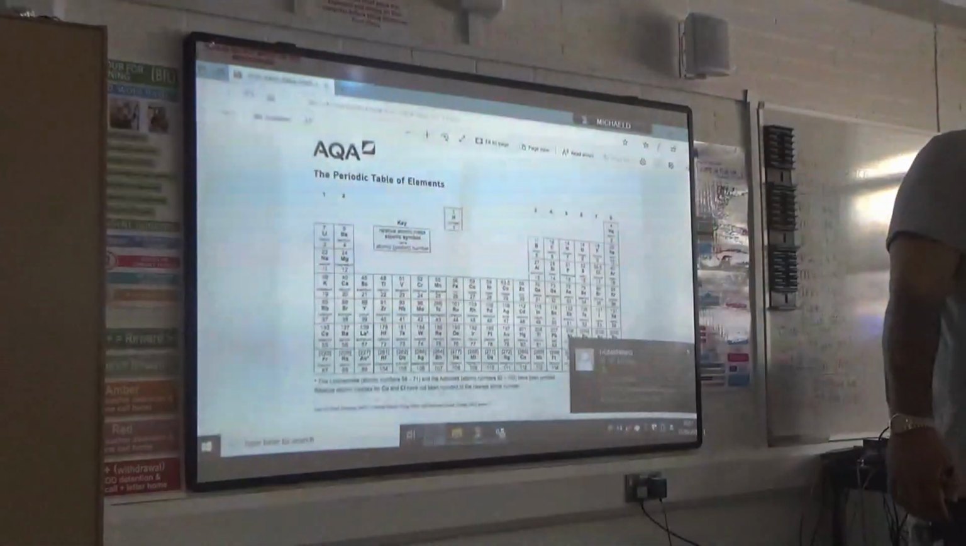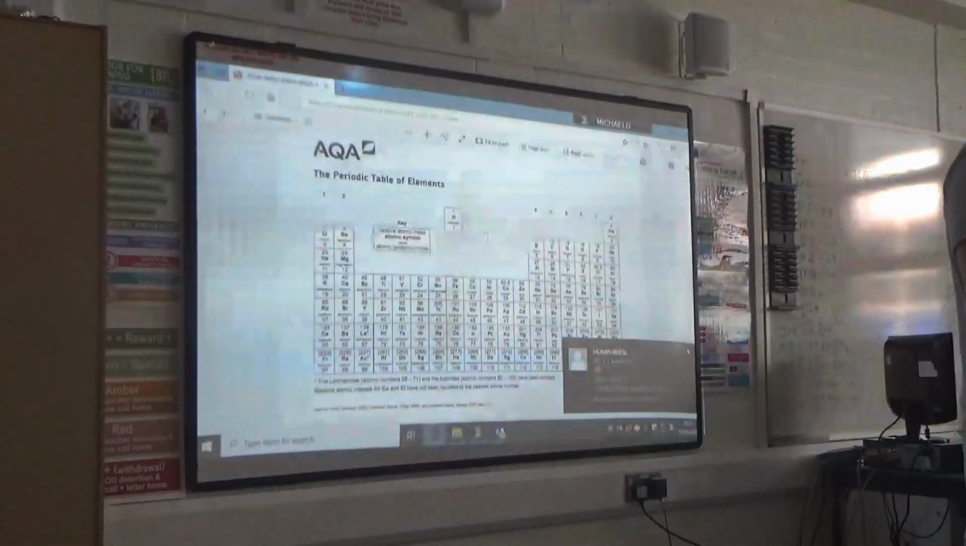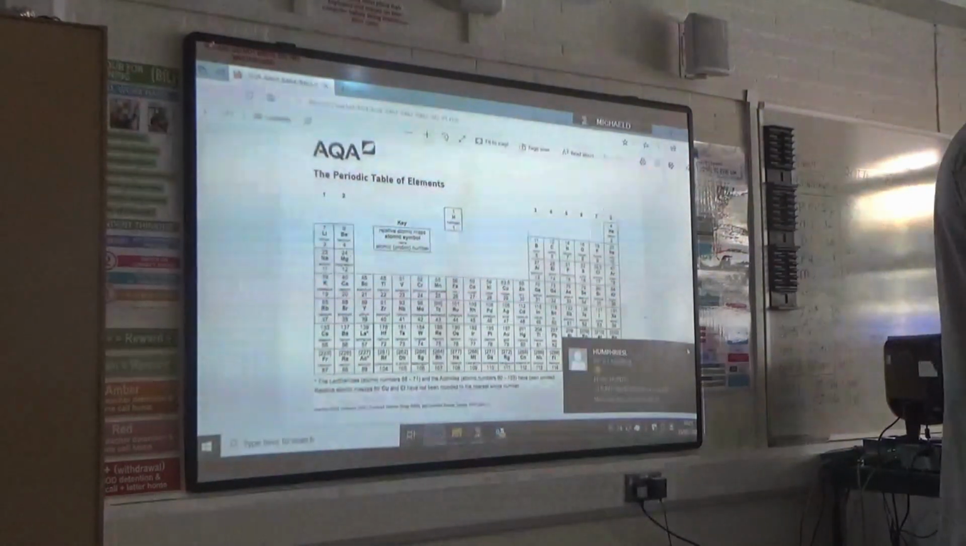Two metals that join together. Metallic. Right.